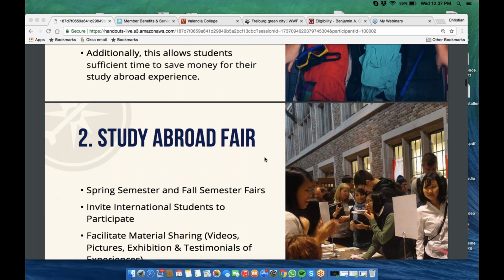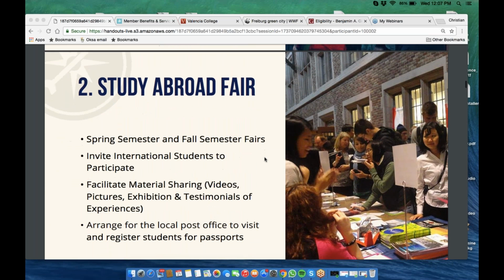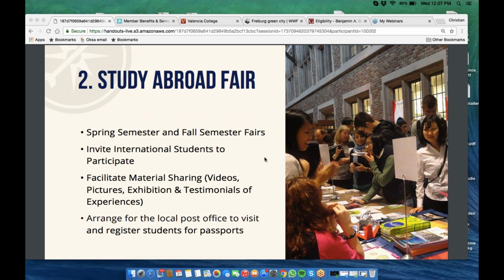Step 2, study abroad fair. Whenever possible during the fall semester or the spring semester, have your students, have your faculty get together and just have a beautiful fair where it's all themed around international education. This allows the students to come to one place, have all of their questions answered, and to find out about all the great programs that you're offering as an institution, all in-house.